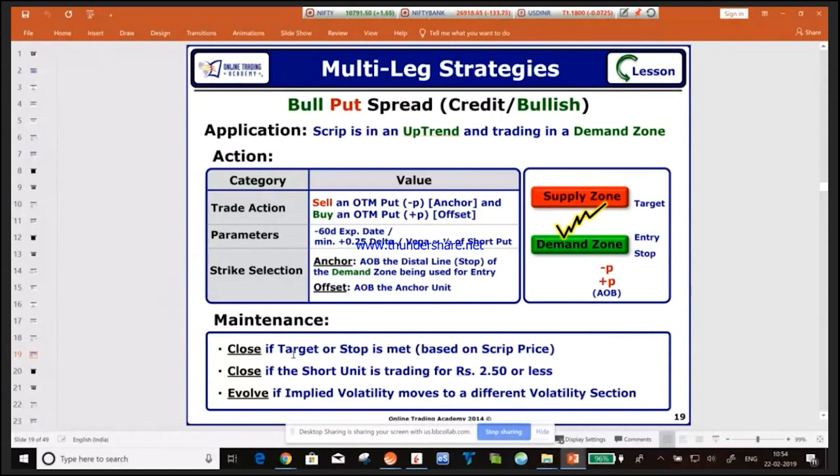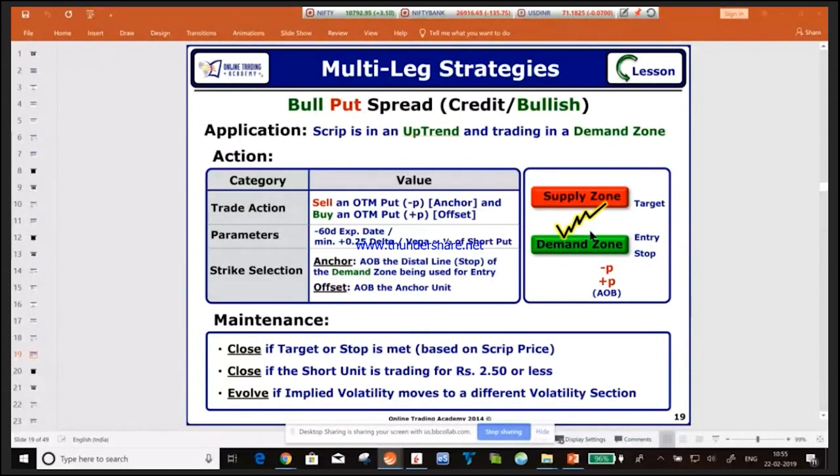Close if target or stop is met based on the underlying price. Again, close if the short unit is trading at 10% of the premium. A credit strategy is always like this: the moment only 10% is remaining, you get out of the trade. And you will not evolve this. When it moves to section 4, or section 3, most of the time you would have got your profits.